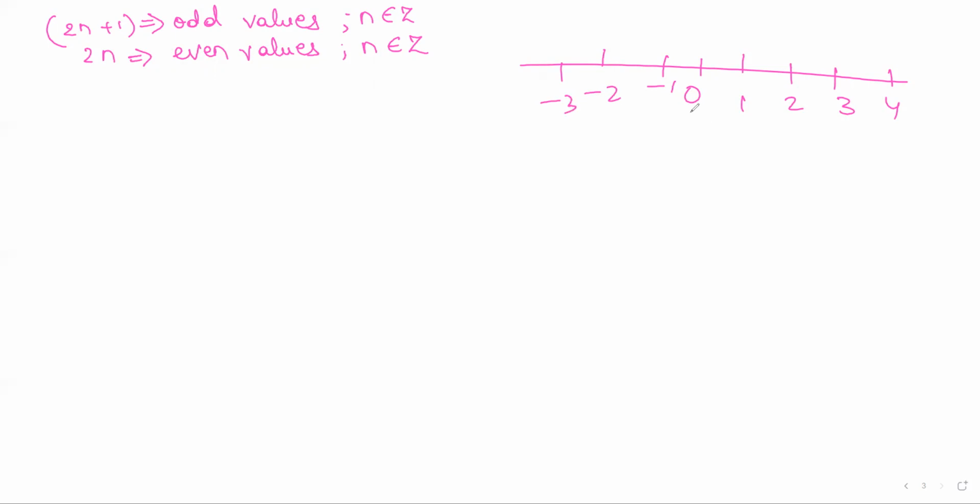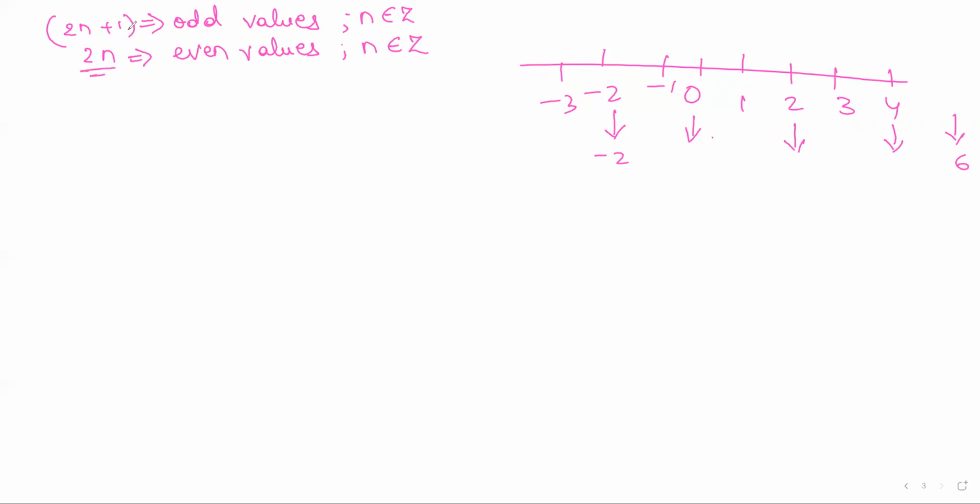2n. 2 times 0 is 0. 2 times 1 will give you 2. 2 times 2 will give you 4. 2 times 3 will give you 6. 2 times minus 1 will give you minus 2, and so on. So you're getting even values if you consider the formula 2n.